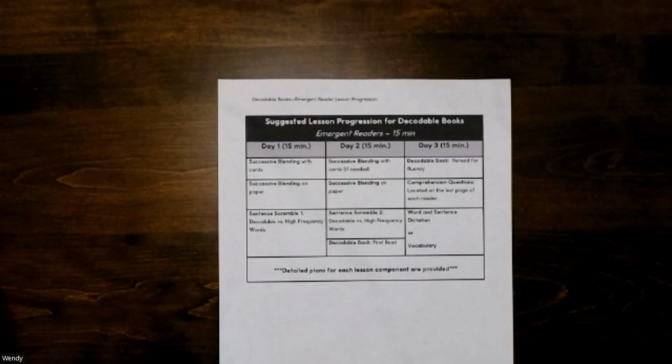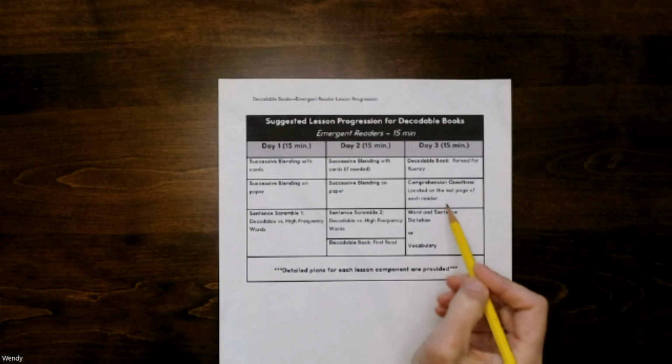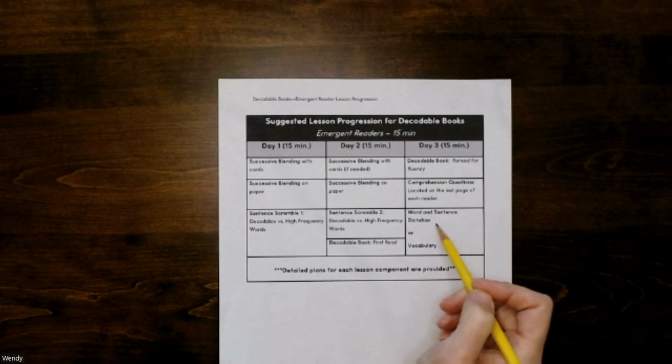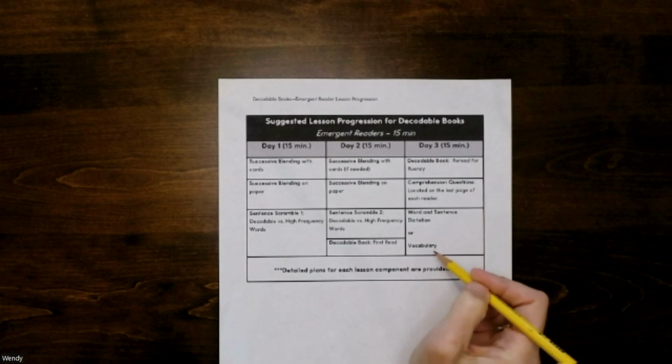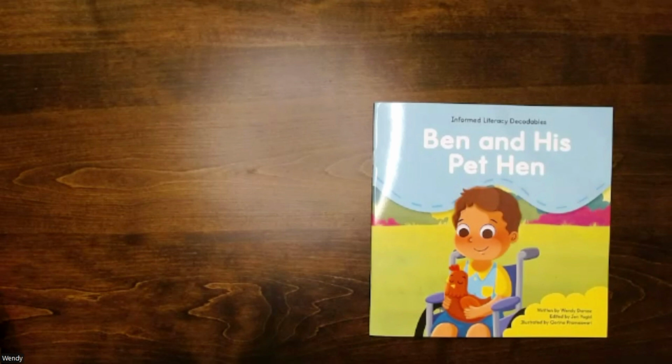On day 3 of the lesson progression, we'll focus on rereading the decodable book for fluency, some comprehension questions, and either word and sentence dictation or a vocabulary activity. On day 2, the students had 2 opportunities to read the decodable book. Today, they're going to have another opportunity to reread the book for fluency.